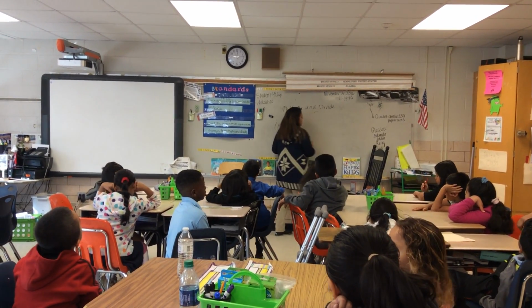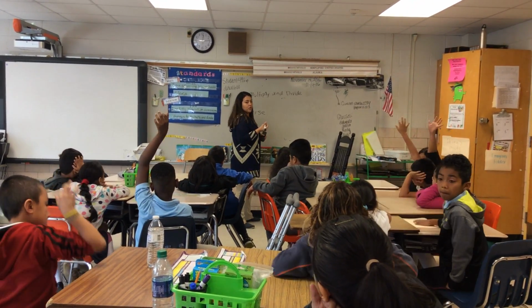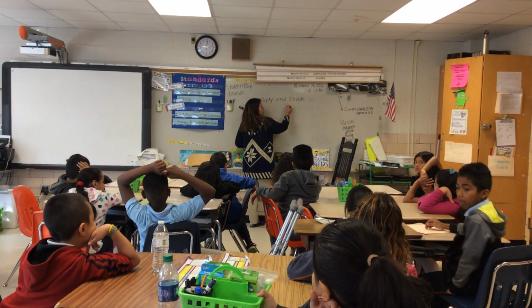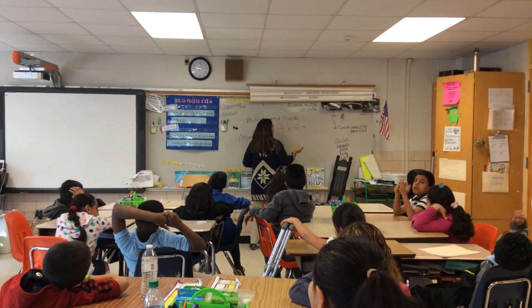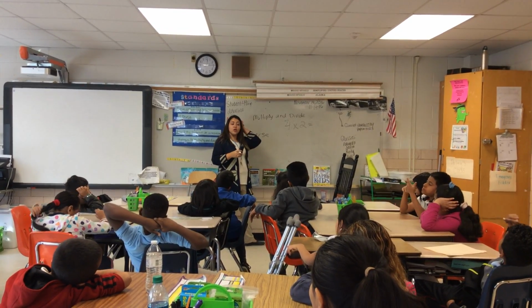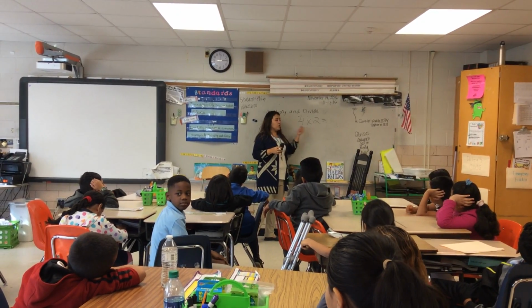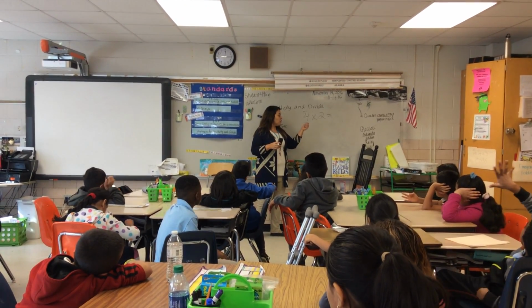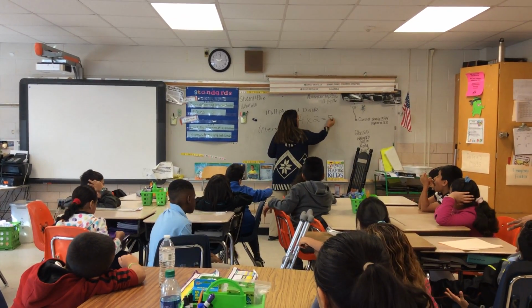If I have, someone give me 2 numbers to multiply. Alberto? 4 times 2. Okay? Now, 4 times 2, I can do equal groups. I can do repeated addition. That's 4 groups of 2. So that's 2, 4, 6, 8. Right? So 2 times 4 gives me what?